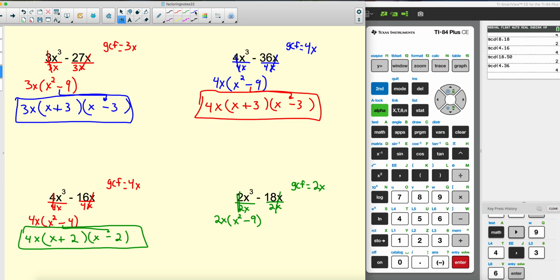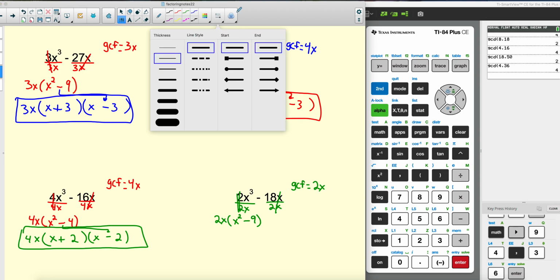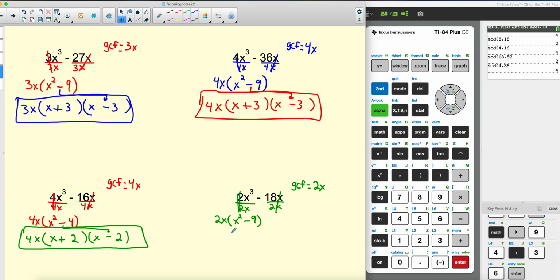All right, and now 2 sets of parentheses. Minus to the right, first sign's a plus. The square root of x squared is x. The square root of 9 is 3. And guys, your GCF of 2x just comes down. And that's it. Guys, that is factoring the difference of 2 squares completely, which means whenever you factor completely, you always factor twice. All right?